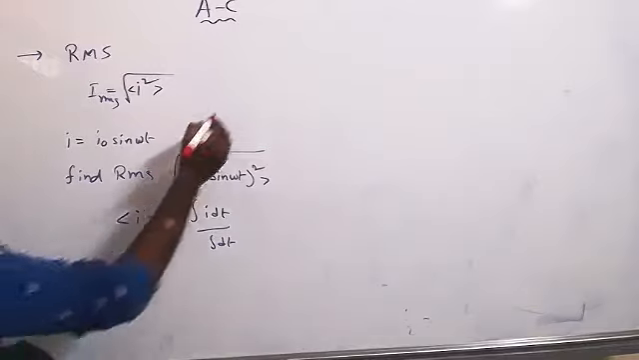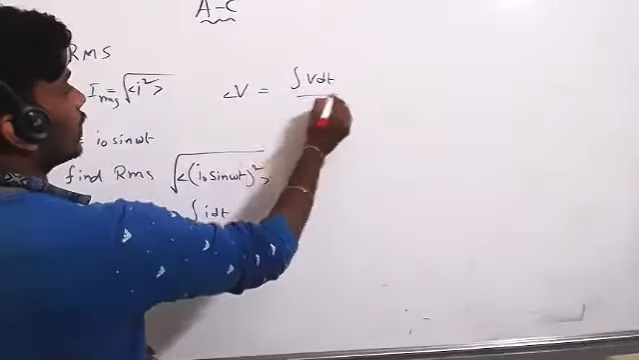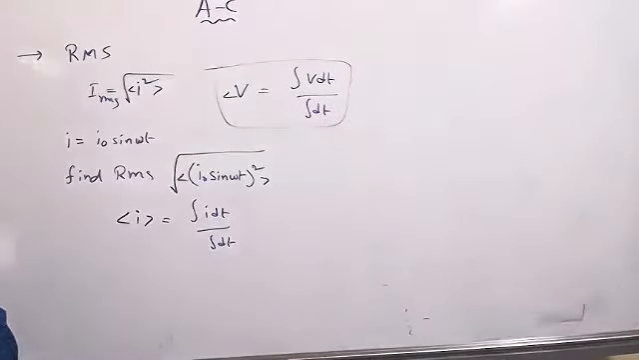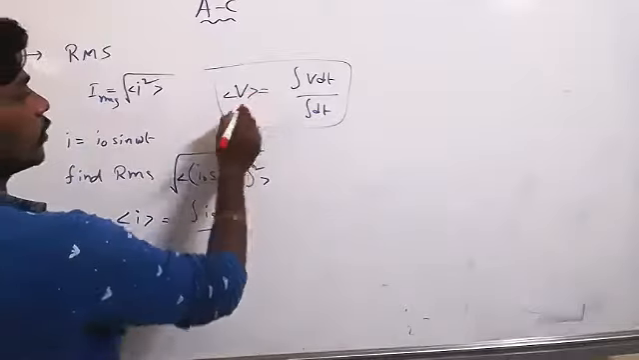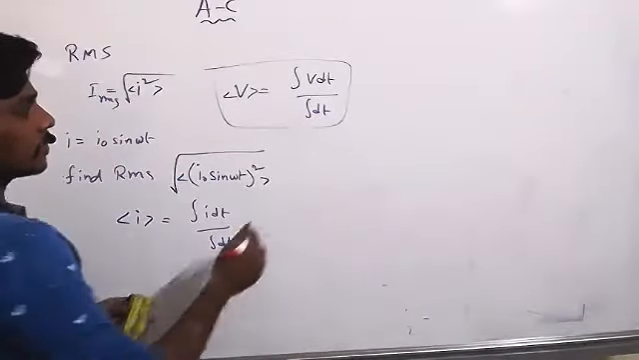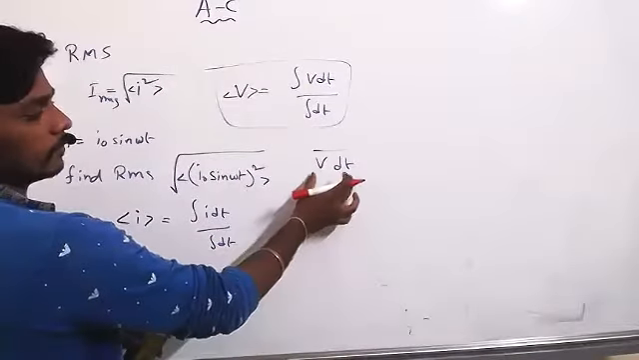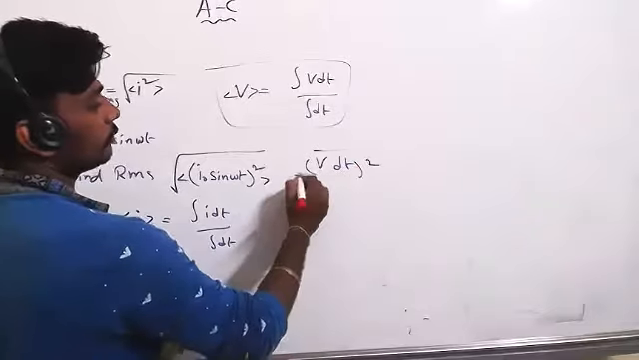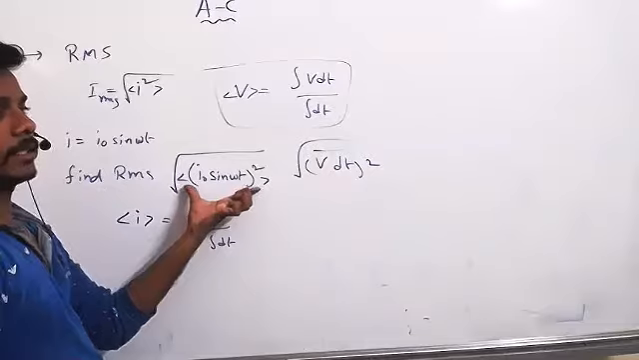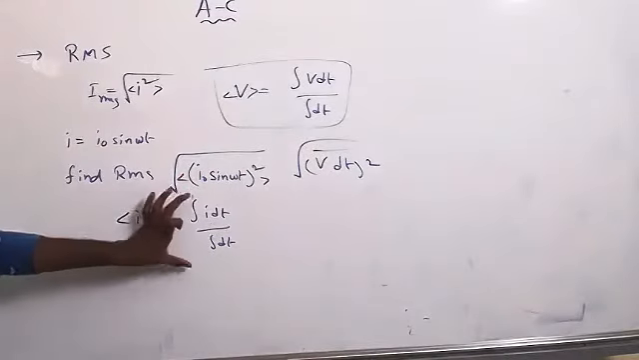If I take V and want to calculate its mean value, then integration V dt by integration dt. This is what you have to do. So remember, if you want the mean, we have to do this. Sometimes the mean value will be given in a different manner with dt, and that also means the mean. So if you want to find the mean, just apply this.